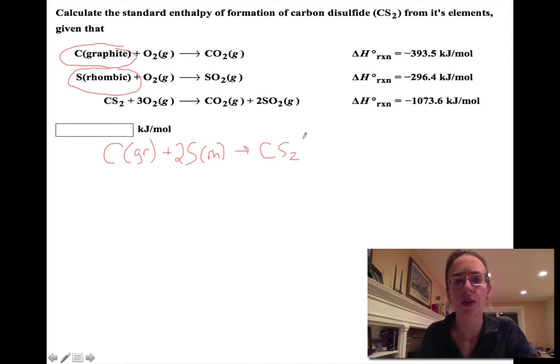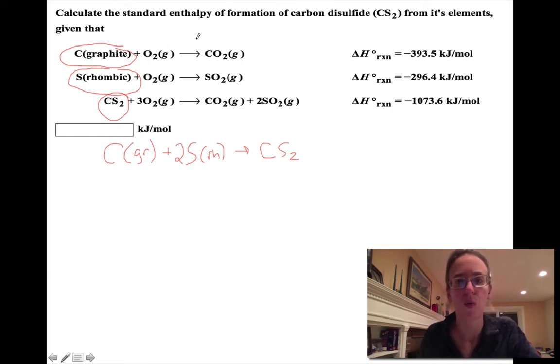Now we want to go through and find the reactants and products in these other reactions that we have information about. Because if we can define any reaction in terms of other reactions, we can use Hess's law to combine the enthalpies together as well. So I've circled the graphite, the rhombic sulfur, and the carbon disulfide in these reactions.